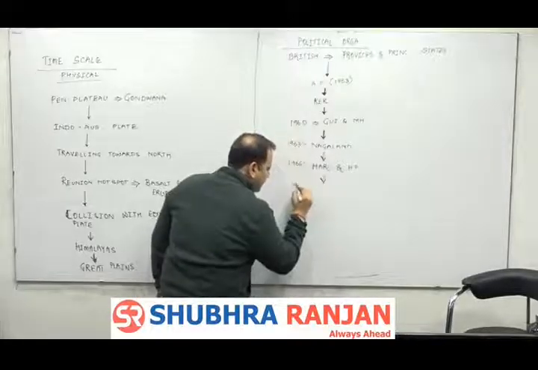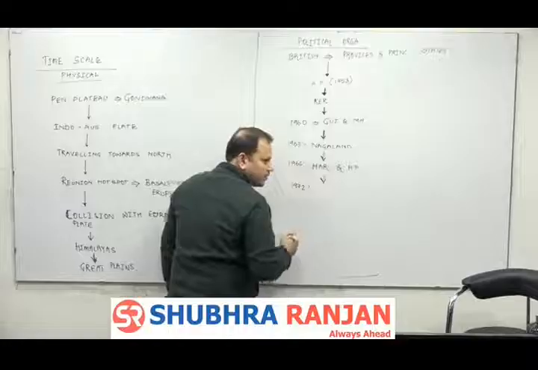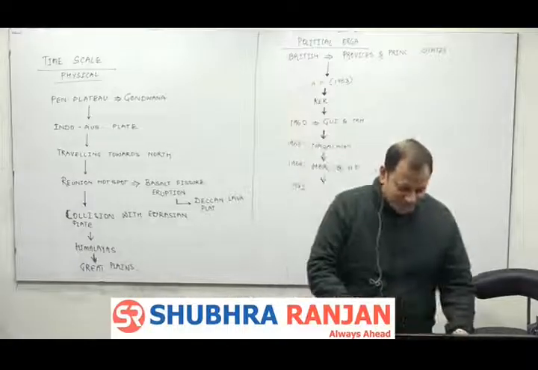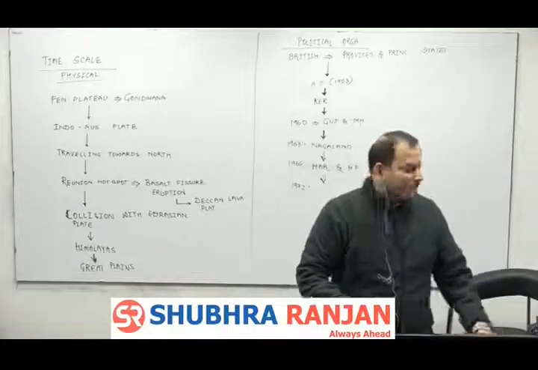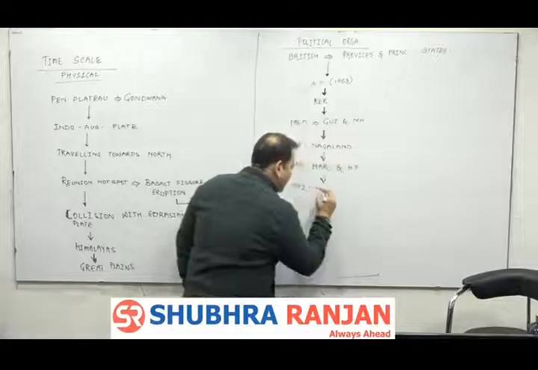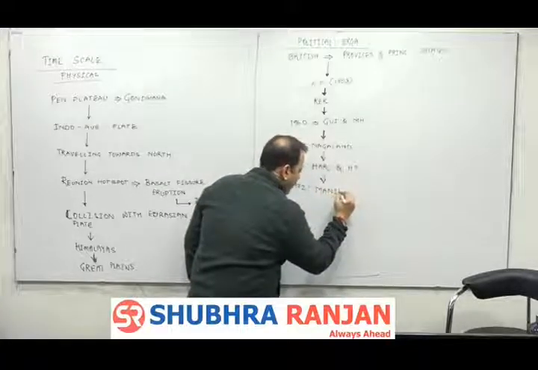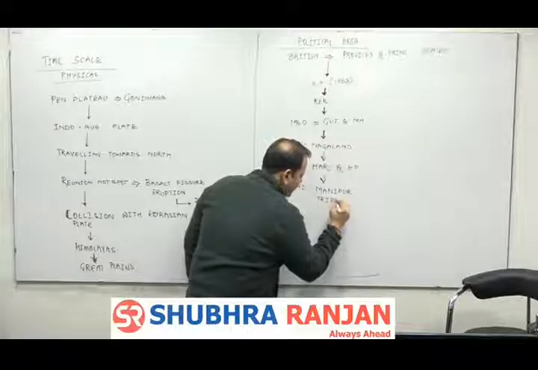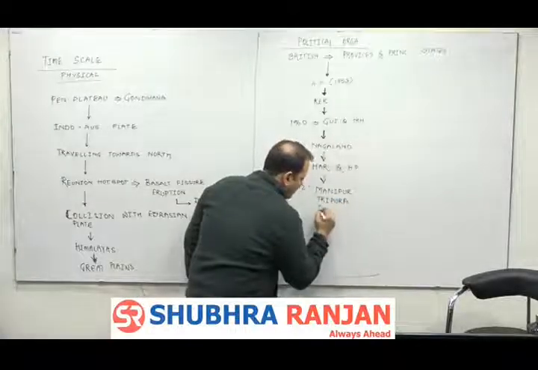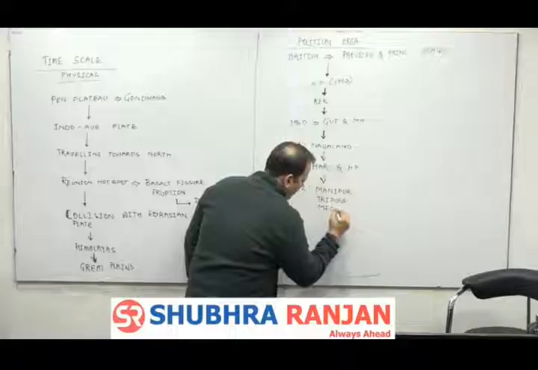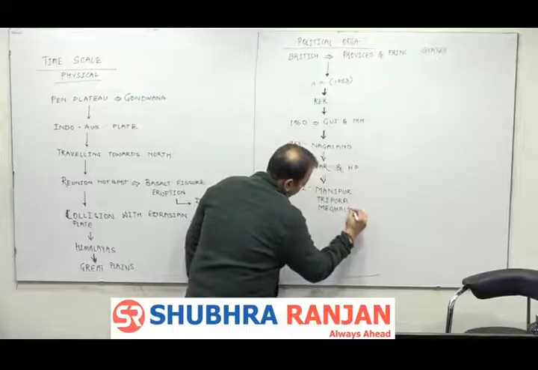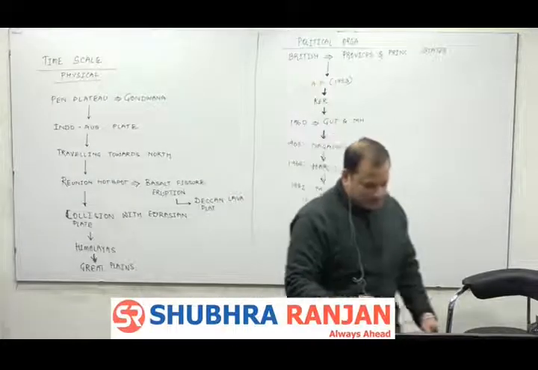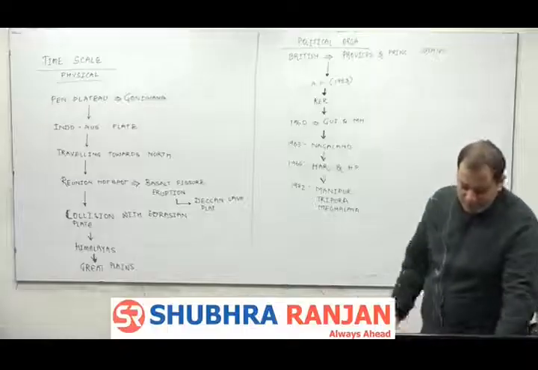So 1972, which states? Sikkim 75, Manipur, Tripura and Mizoram, Meghalaya. Manipur, Tripura and Meghalaya.